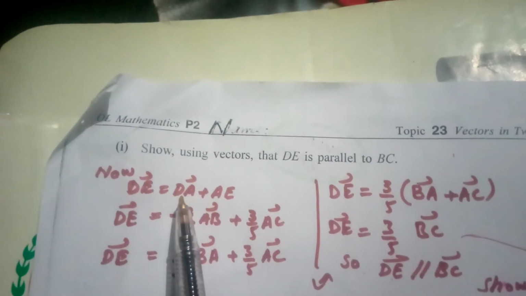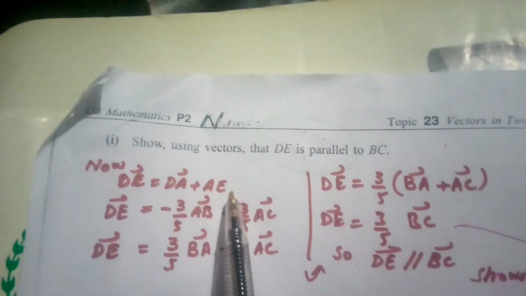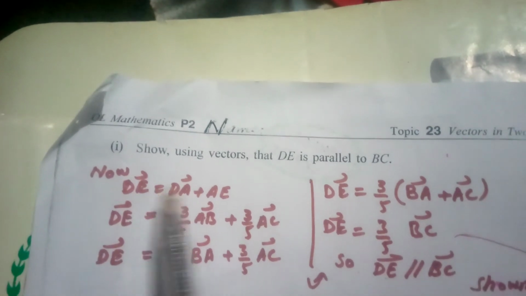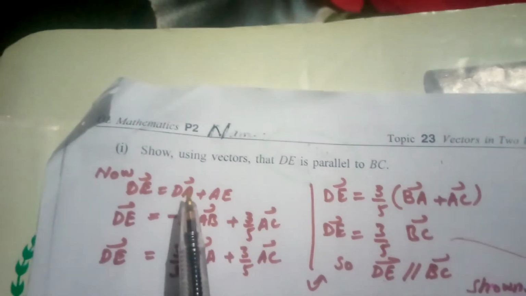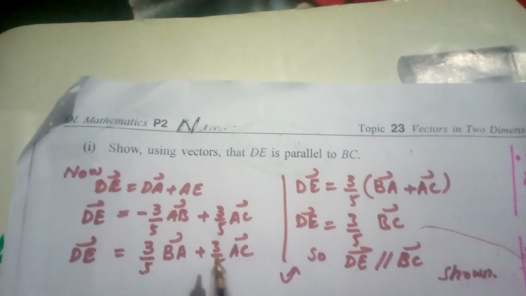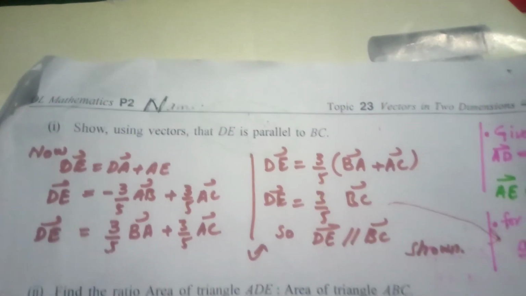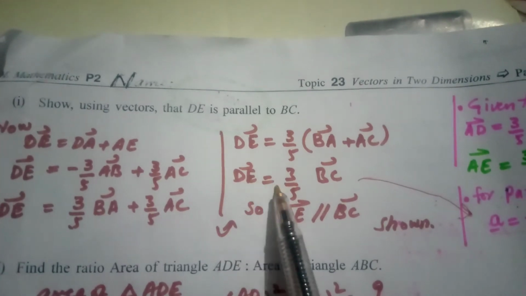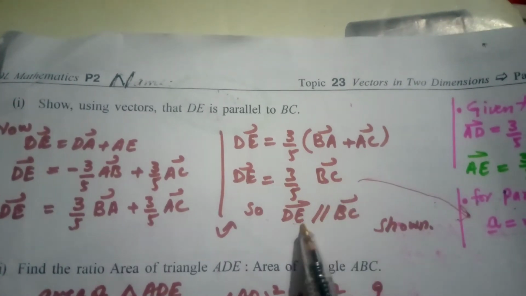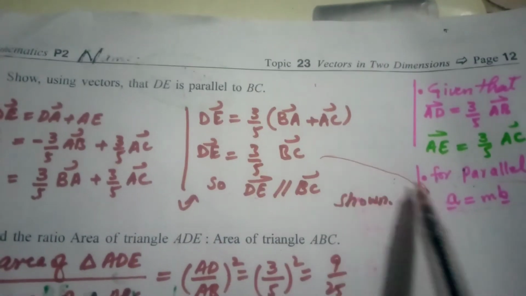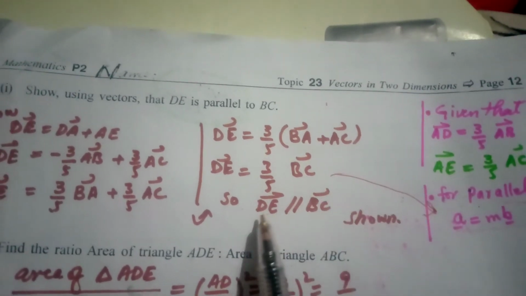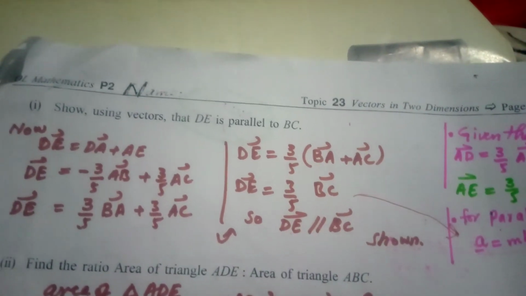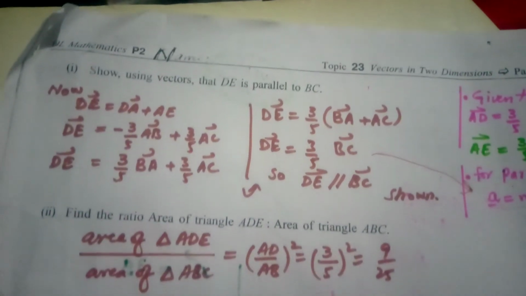DE can be found using the triangular law, DA plus AE. Start from the first letter and end at the second letter. All the concepts are given to you. Okay, the simplification is here. Check your simplification. Now at the end we got that DE is equal to 3 upon 5 into BC. So this concept is used here. So you can say that DE is parallel to BC.